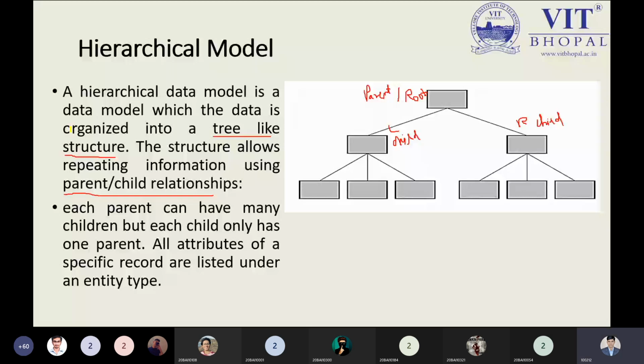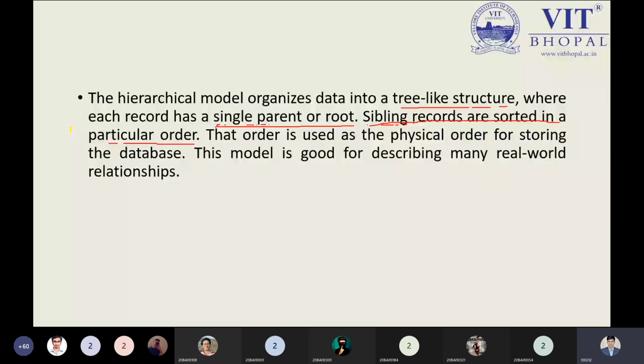The hierarchical model organizes the data into tree-like structures, as I told you, where each record has a single parent and a root, and sibling records are sorted in a particular order. This order is used as the physical order for storing the database, and this model is good for describing many real-world applications or relationships.